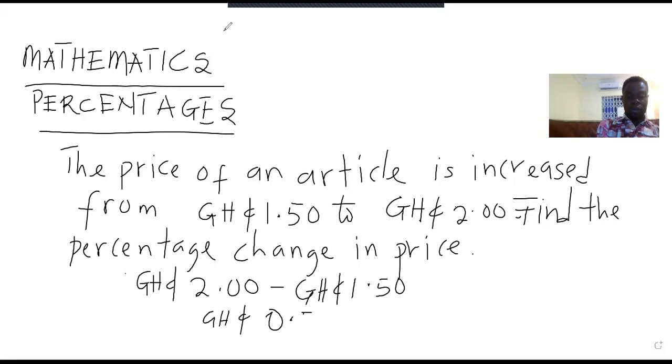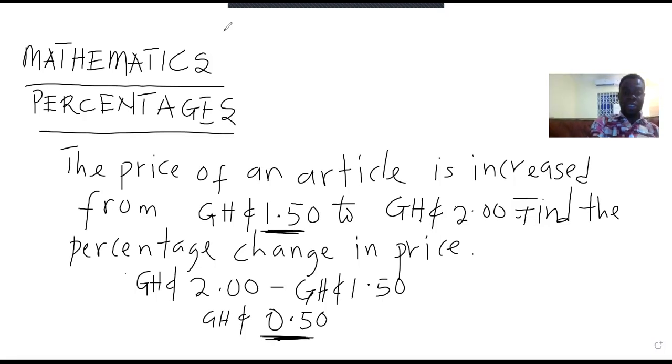That gives us 0.50 Ghana cedis, which is 50 pesos when you converted. So we are expressing 0.50 Ghana cedis as a percentage of the original price. The original price is 1.50 Ghana cedis. So we are expressing 0.50 Ghana cedis as a percentage of 1.50 Ghana cedis. That's the old price of the article.